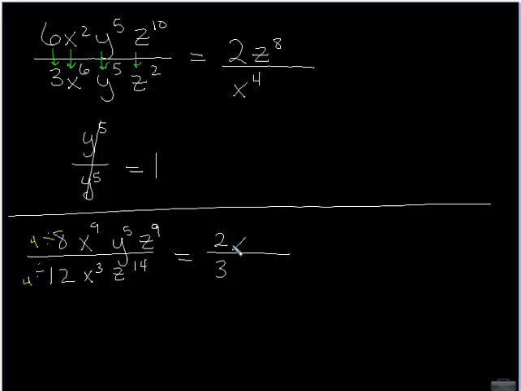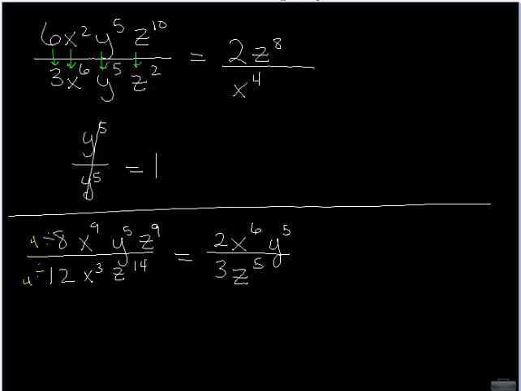9 minus 3 is 6, and the 9 is in the numerator, so is the 6. Y has nothing like it, so I just keep it where it is. And then I have z to the 9th and z to the 14th. 14 minus 9 is 5, and 14 is in the denominator, so is the 5. That's how we divide monomials.